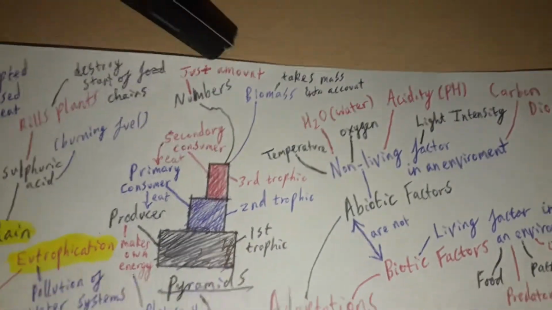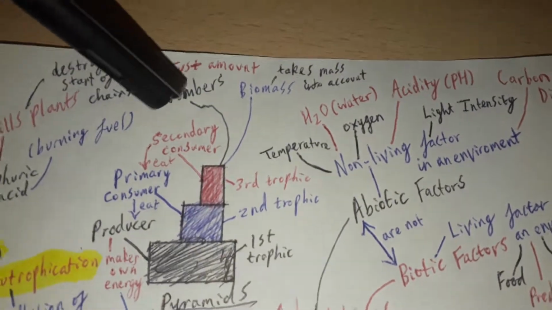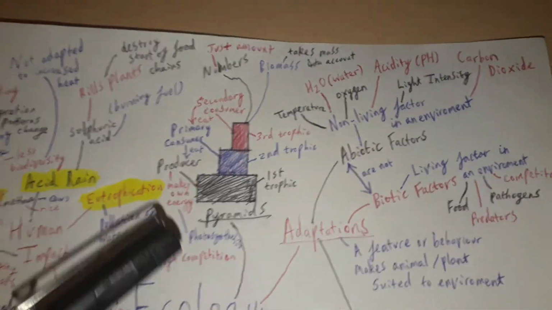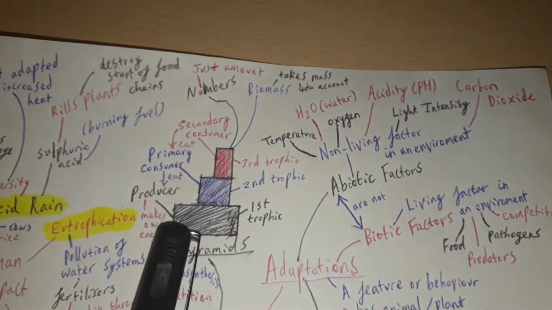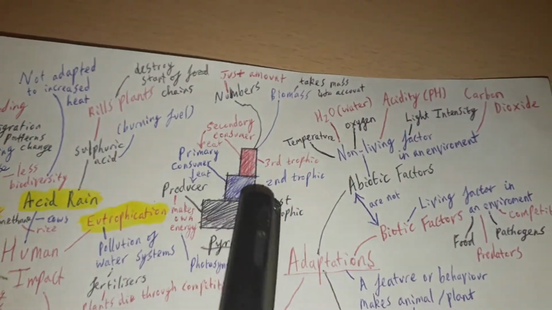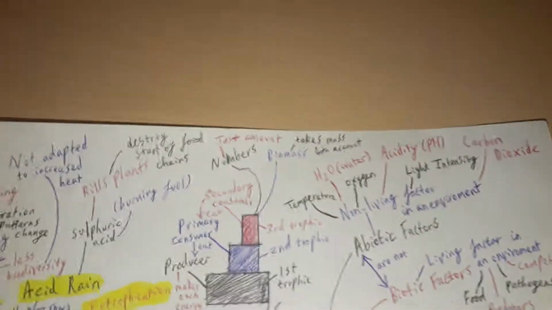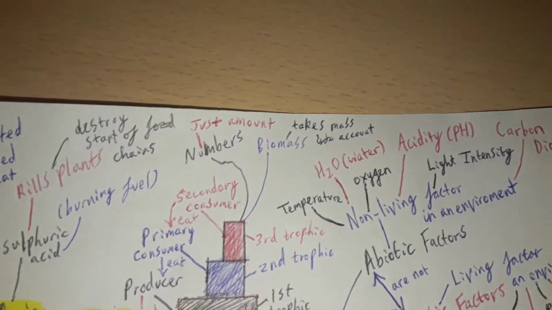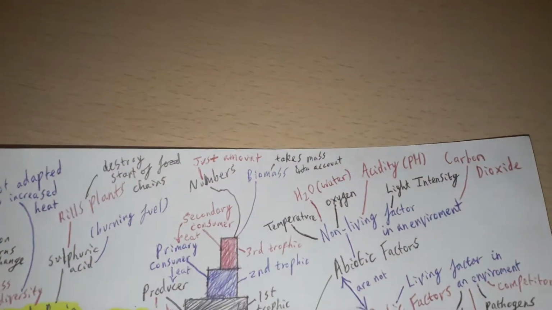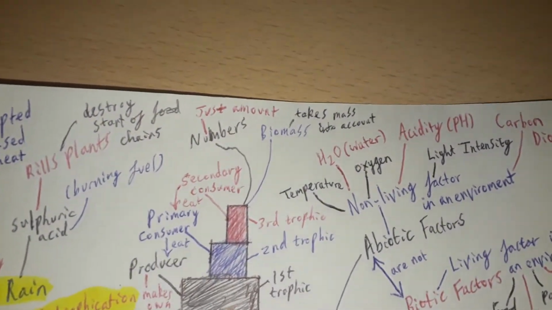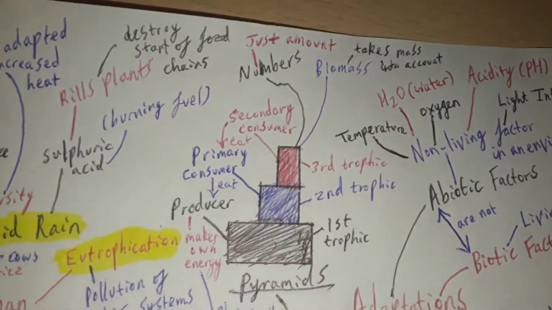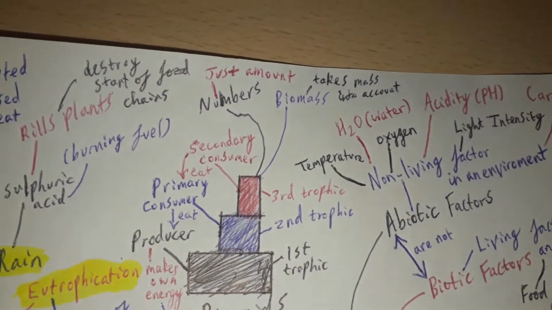Also, there's different types of these pyramids. So there's, of course, a number pyramid, which would show you the amount. So there's about 50 there. There's just under 25 there, and there's about 10 there, I'd say. However, the pyramid of biomass takes mass into account, so there's a calculation using mass to figure out what it is instead, which I don't think we need to know.